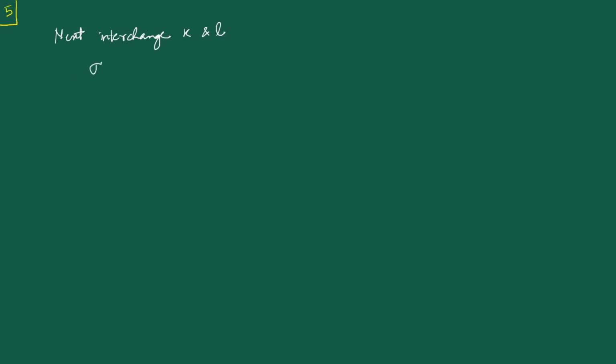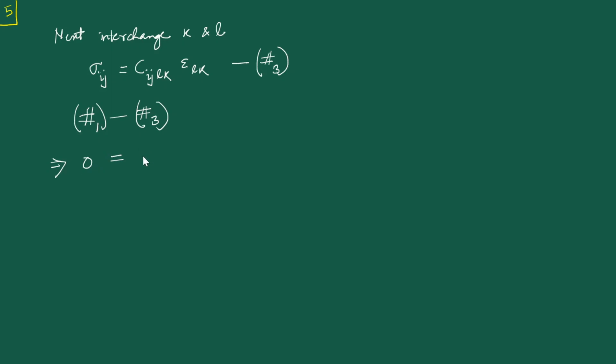So again, we have sigma ij, that remains undisturbed this time. But on the right hand side, we have C ijlk and epsilon lk. We number this as hash 3, and when we do a hash 1 minus hash 3, on the left hand side we have 0, and on the right hand side we have C ijkl minus C ijlk.